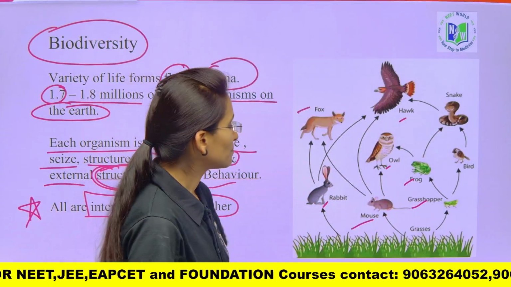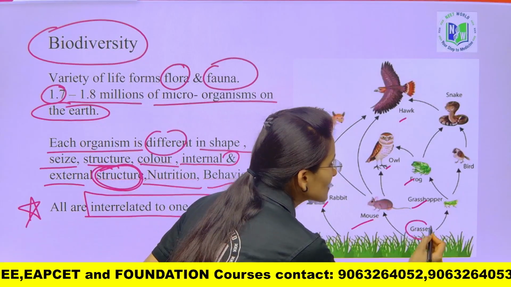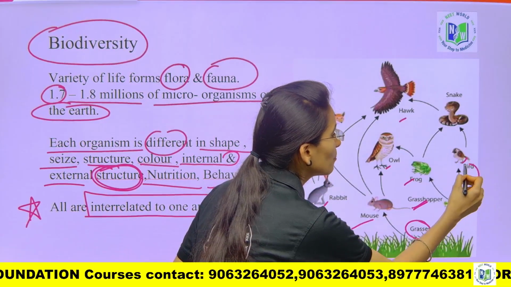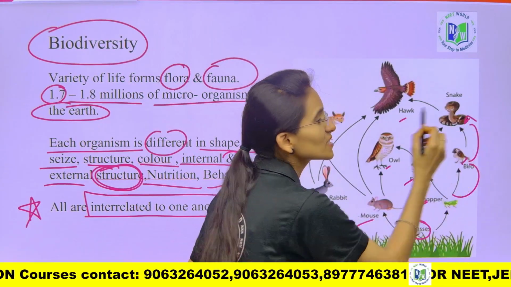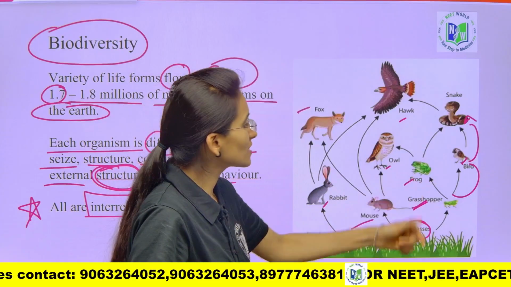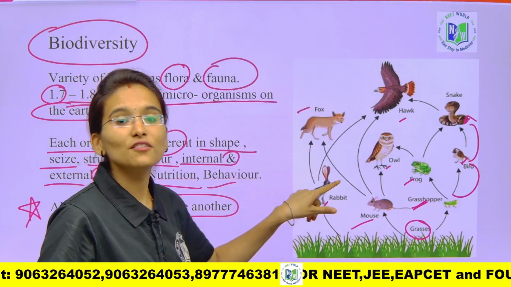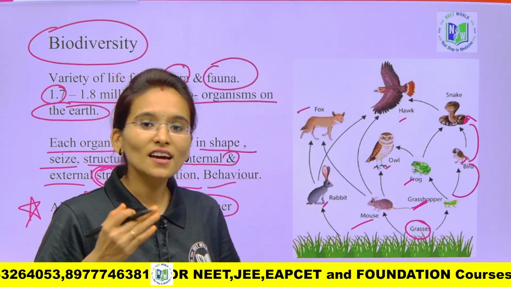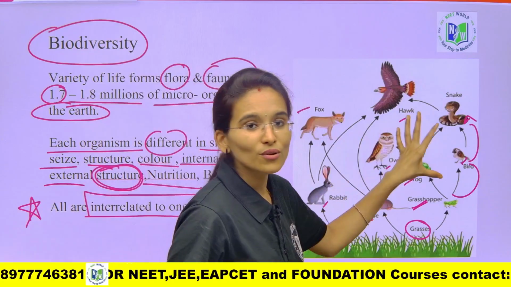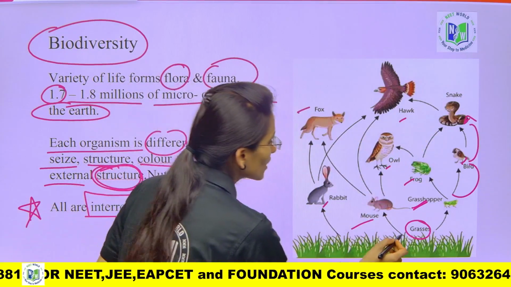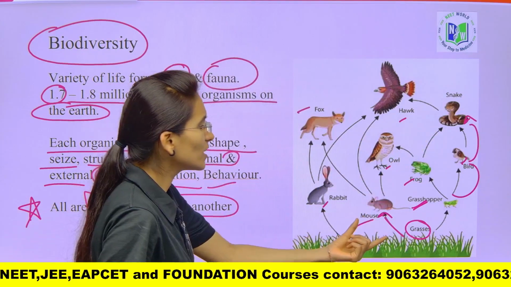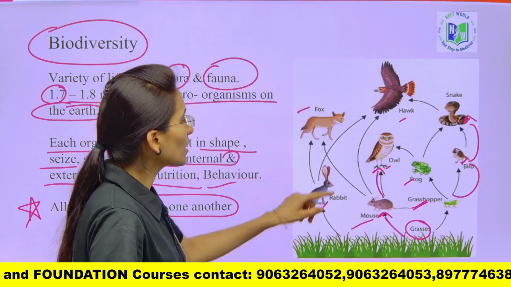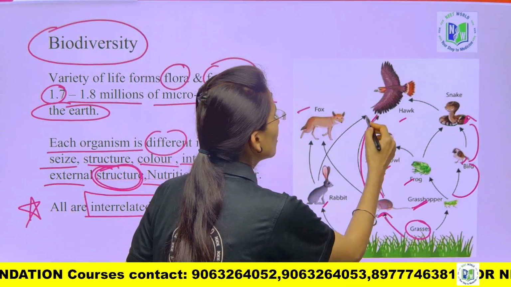How? See here. Grass is eaten by the grasshopper, the grasshopper is eaten by the birds, and birds are eaten by the snakes. Isn't it, students? This represents a food chain, my dear students. You are also going to learn about the food chain and food web in the upcoming chapters. But as of now, look into this picture. Again, if you see the mouse, grass is eaten by the mouse, the mouse is eaten by the owl, and this owl is eaten by the hawk.